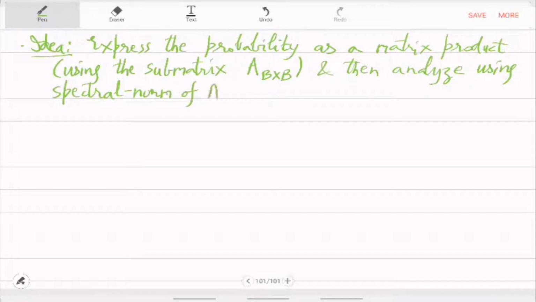Spectral norm of A and the size of B. This is also important. If B is empty, then the probability of always being in B will be 0. But if B is large, then the probability will be high. So the probability will really depend on the size of B. So: matrix product, submatrix, and spectral norm. These are the keywords in this proof. So let us do this formally.